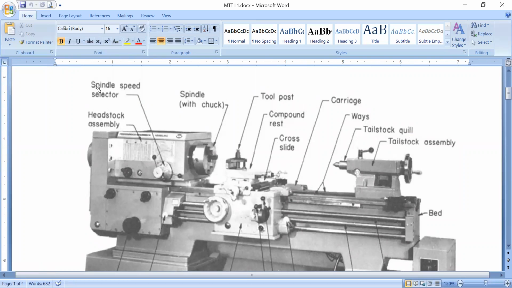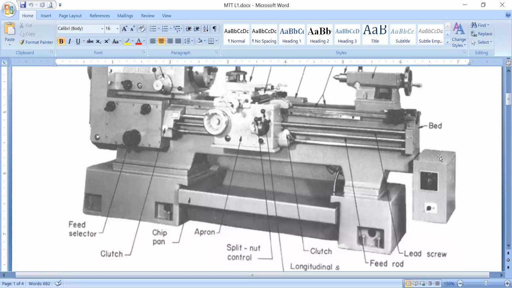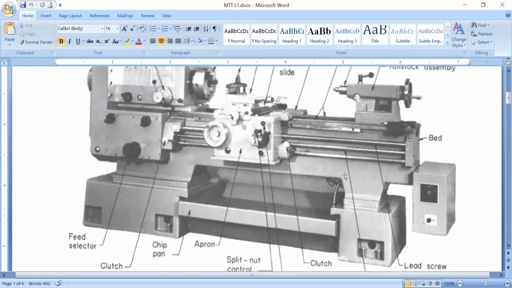In the headstock, there is a head assembly, spindle speed selector, and spindle with chuck. The chuck is operated to hold the workpiece rigidly. Now there is a tool post on which the tool is fixed. The compound rest carries the tool post with transverse motion, and the cross slide moves the tool in a to and fro motion. The carriage carries the whole assembly. On the bed, the tailstock can be moved and attached. This is the tailstock quill, which can move in the longitudinal direction. So these are the parts of a lathe machine, and this is how the lathe machine looks.